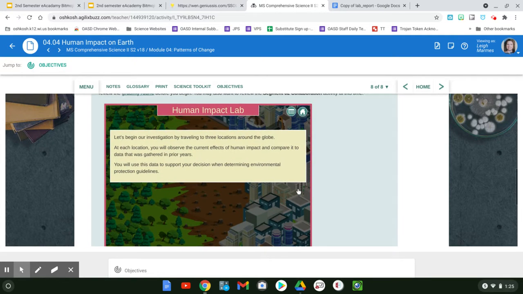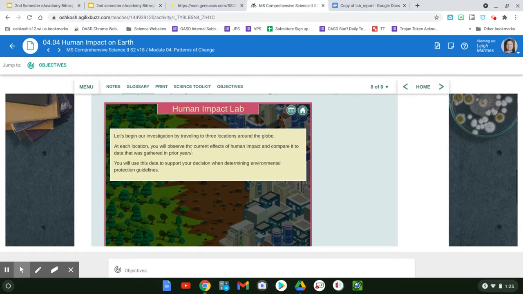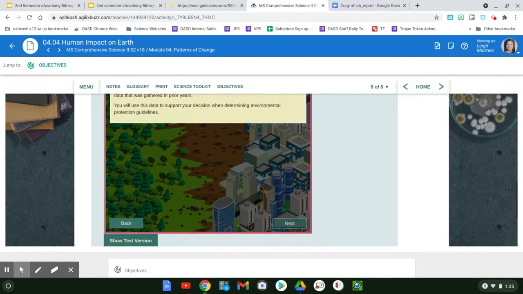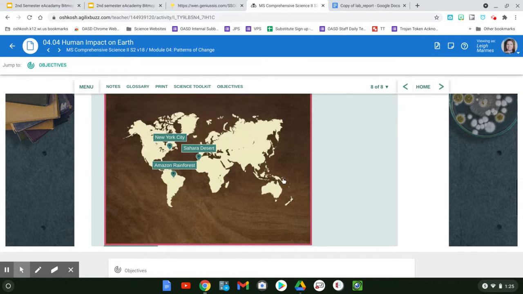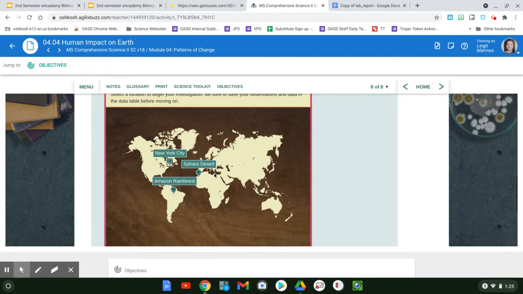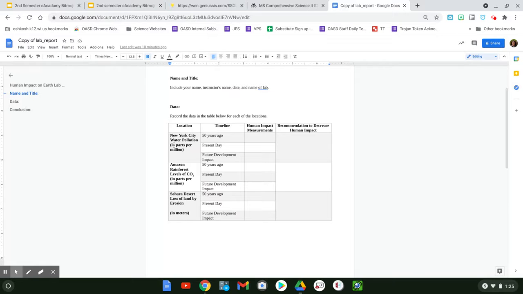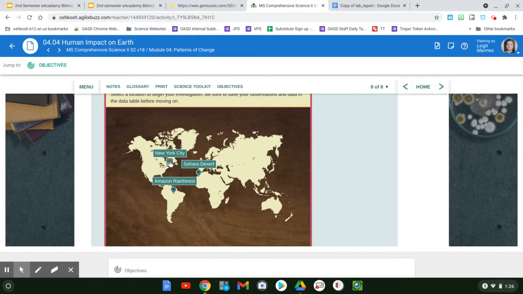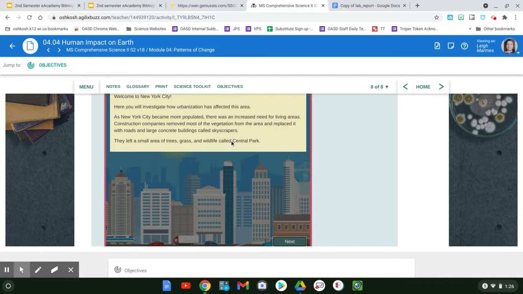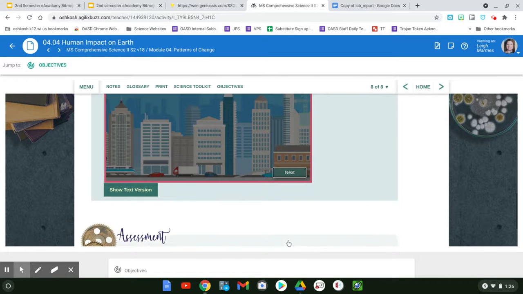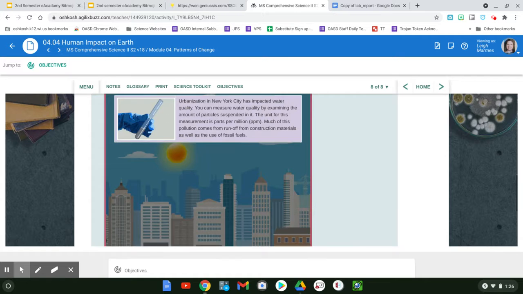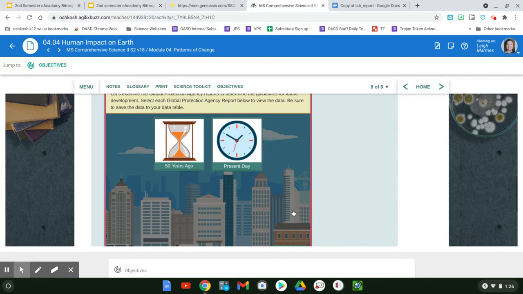Okay. So now you're going to begin by traveling to three locations around the globe and you're going to learn about it. Okay. So we've got the Amazon rainforest, the Sahara Desert, and New York City. So if you go to your lab and you look, we're going to start with New York City. If you click on New York City, it talks a little bit about it. You're going to watch, and then you're going to do some testing about urbanization, and then you're going to look at 50 years ago and present day and do some comparisons.